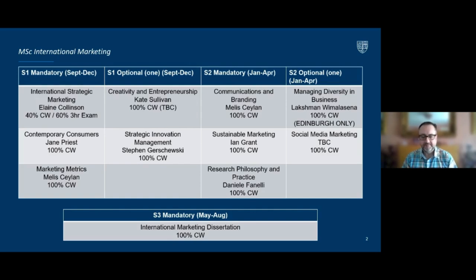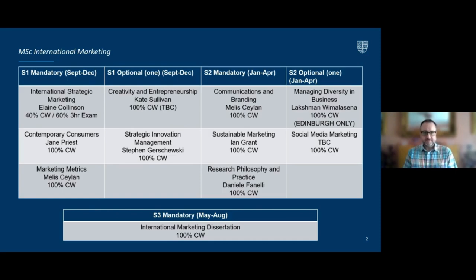It's 11 weeks with a 1 week break in the middle, which is a consolidation week where there is no taught content. You go away and you reread your notes. But that's semester one. And as you can see in the left-hand column, we have 3 mandatory courses which you take during that period. The first one is International Strategic Marketing, and that's led by my colleague Elaine Collinson.